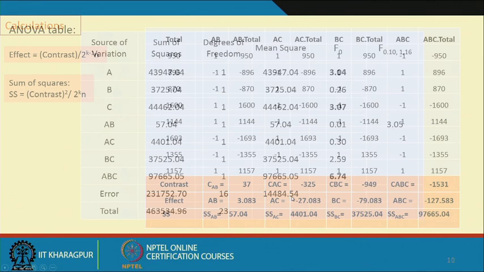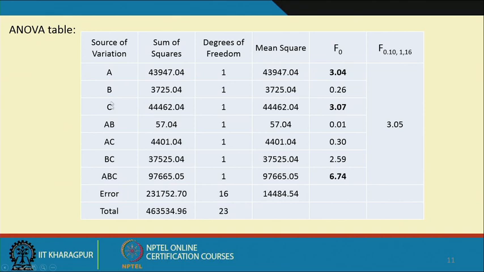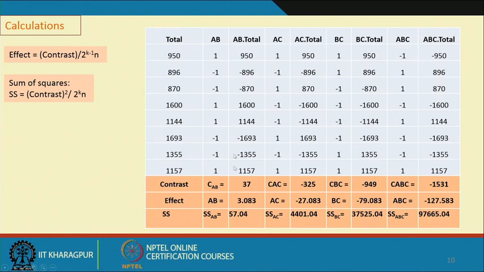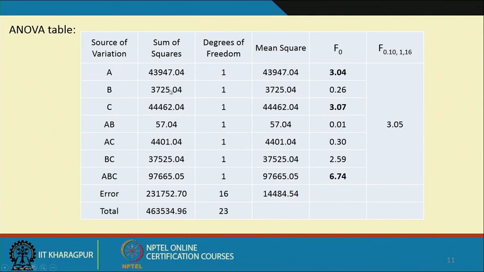So, ANOVA table sources of variation, there will be 7 sources, 8 sources of variation including error. Now, first one, what is the SS? SS is 43947.04. In the same manner, all SS you write down. And what is the degrees of freedom for total? There are 24 observations, degree of freedom is 23.